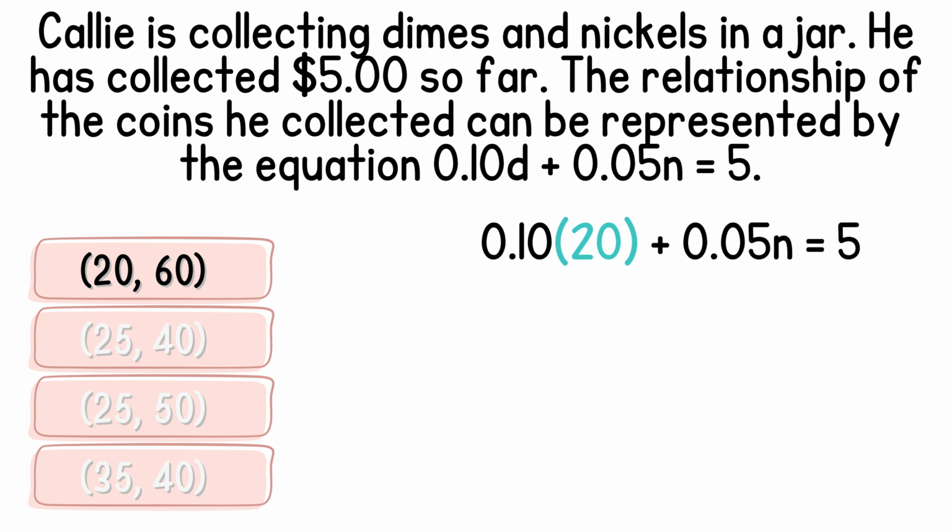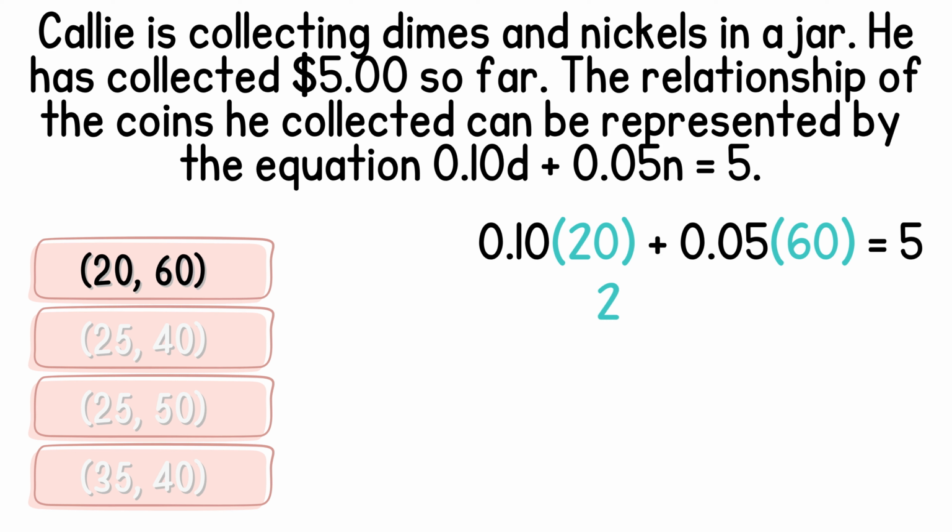20, 60 represents 20 dimes and 60 nickels, so we'll replace D with 20 and N with 60. When we multiply, we get 2 and 3, so when we add these together, we get the $5 that we wanted. So this is a solution.